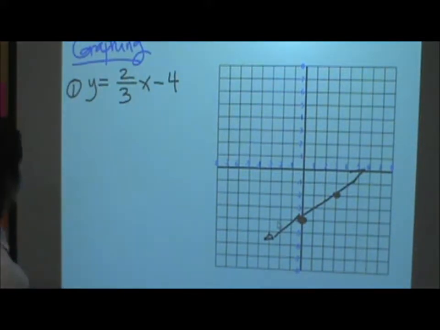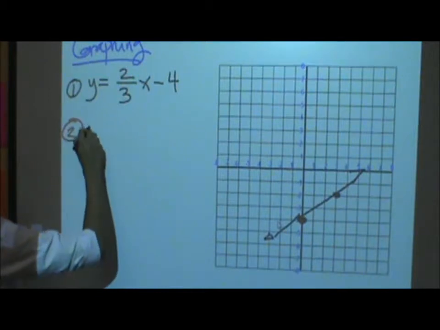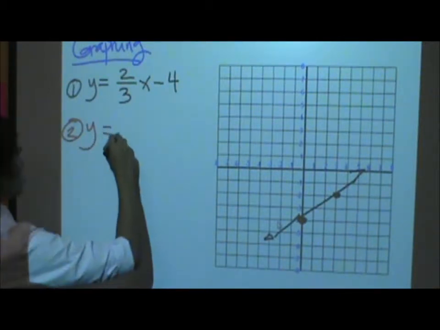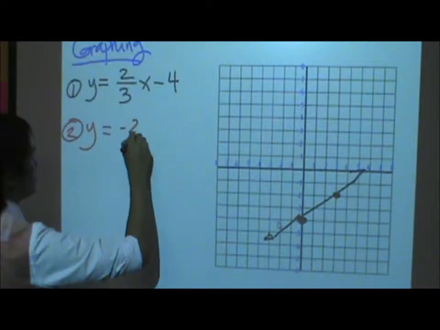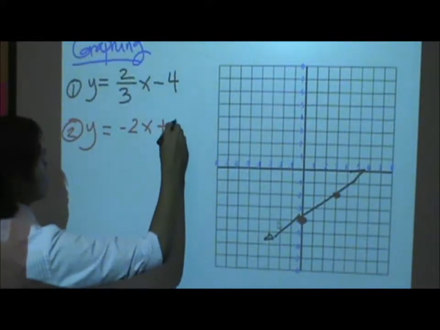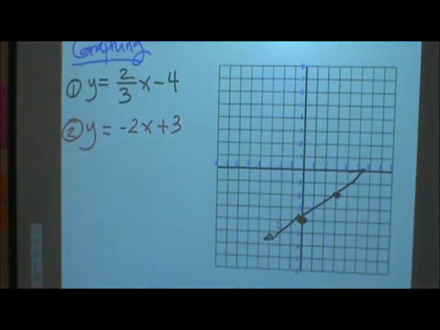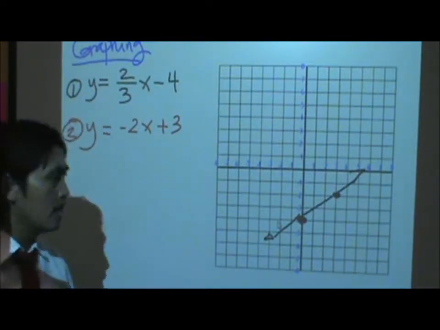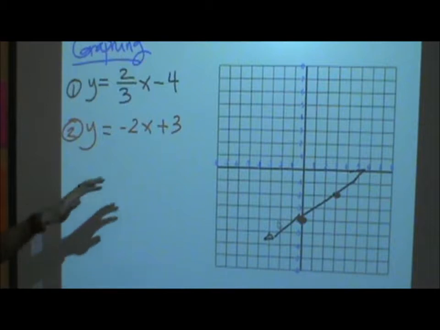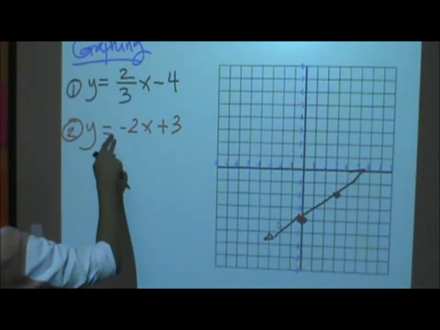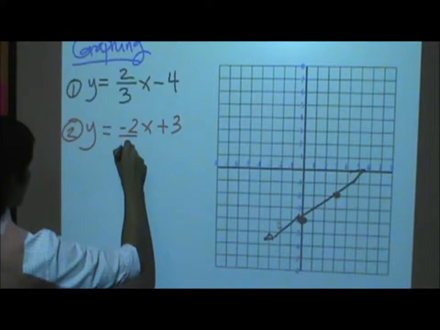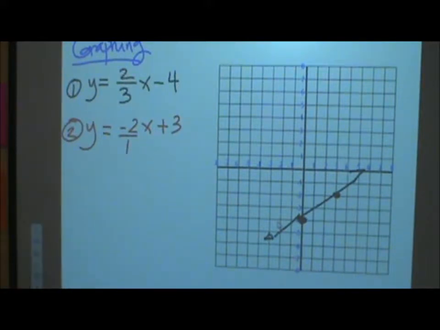Let me use a red marker now. Number 2. How about if you have y is equal to negative 2x plus, say, 3. Okay? Now, first is make sure you know how to identify your y-intercept and slope. Now, in here, my y-intercept is 3 and my slope is negative 2, and I'm going to make it over 1 because every real number has a denominator equal to 1. So I'll make it over 1 so I can apply the rise over run.